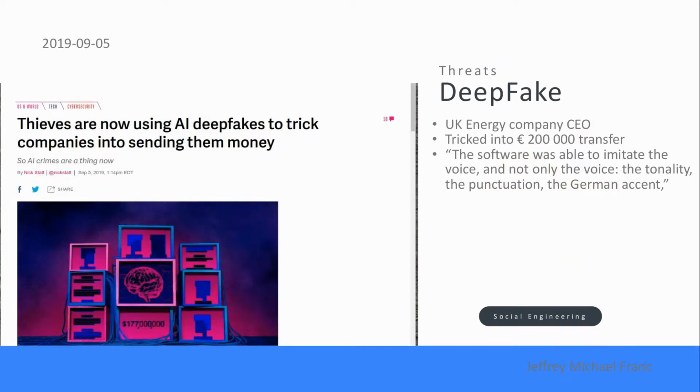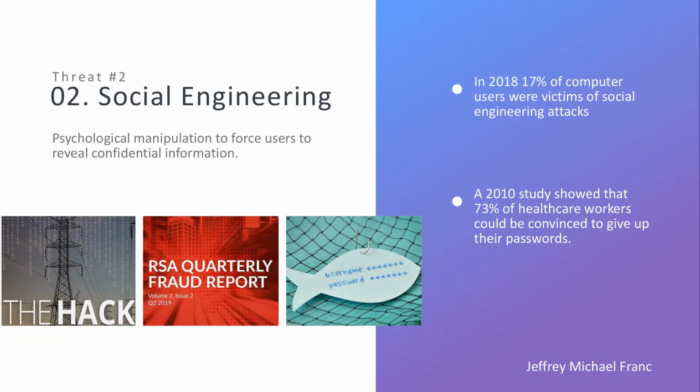Last year, we saw a very interesting attack where a UK energy company CEO was tricked into a €200,000 transfer. It appears that thieves were using AI-generated voice software to imitate the voice and the tonality and the punctuation, even the German accent, and tricked a CEO into transferring a large sum of money. And this is an example of social engineering.